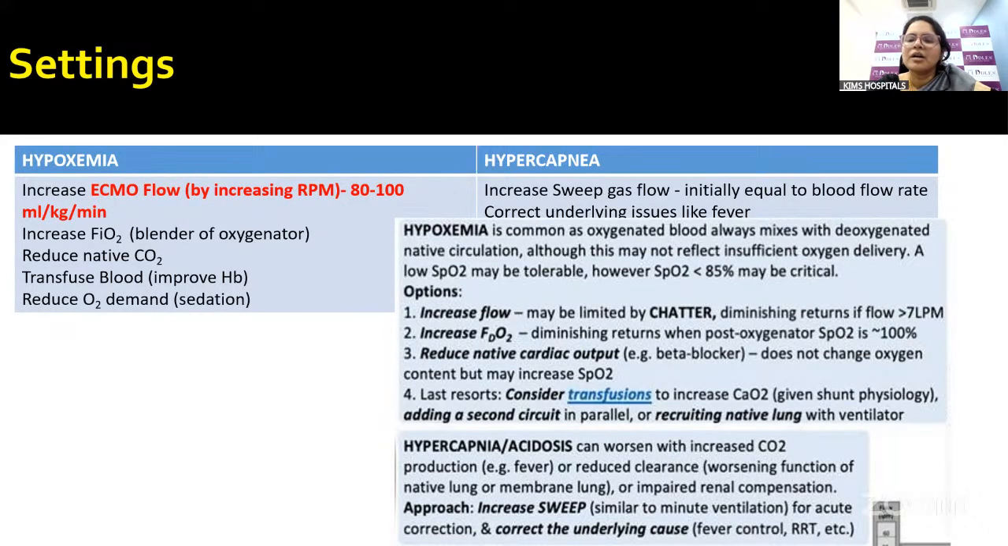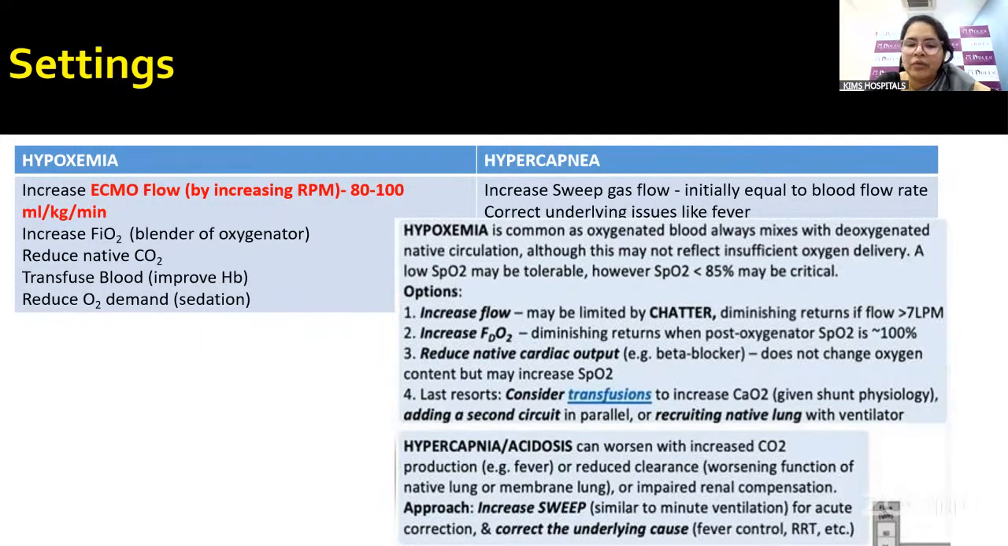So hypoxemia is pretty common, as oxygenated blood always mixes with deoxygenated native circulation. However, SpO2 less than 85% may be critical, for which you may want to increase the flow. You may want to increase the FiO2 from the blender, but this may not have much return when the post-membrane, post-oxygenator SpO2 is already 100%. So further increase in FiO2 of the blender may not help in this situation. The other strategies would be to reduce native cardiac output by using a beta blocker, and last resorts would be to consider transfusion or adding another circuit in parallel.